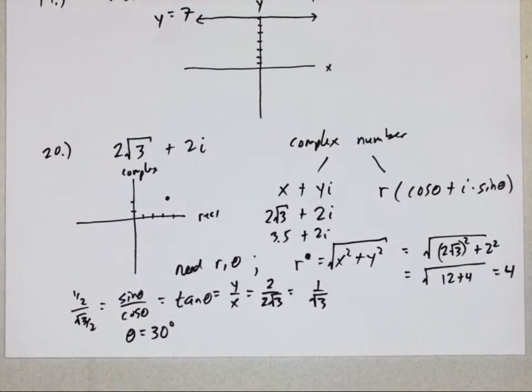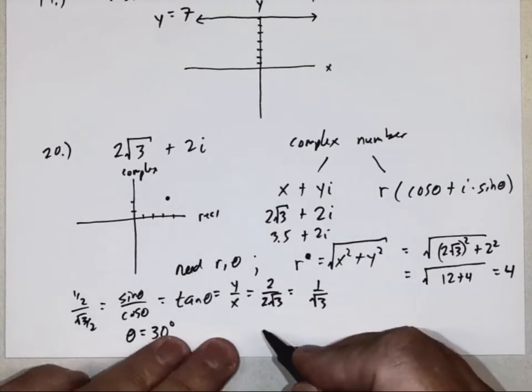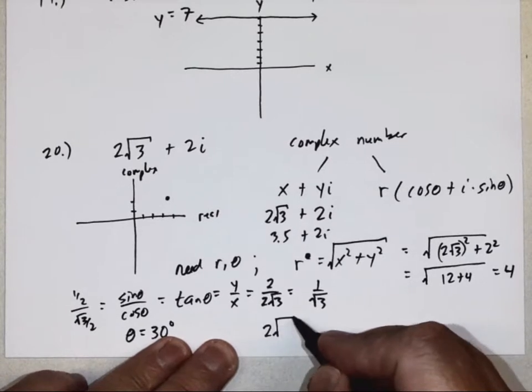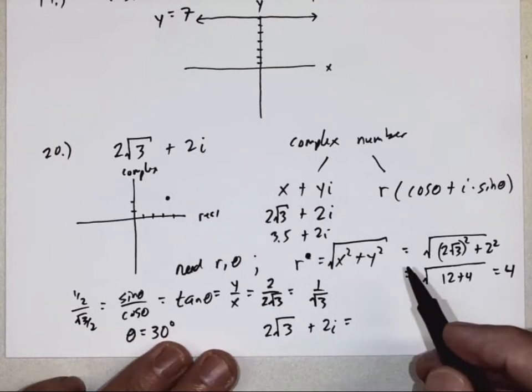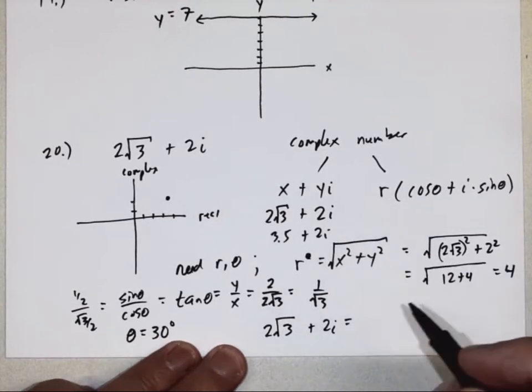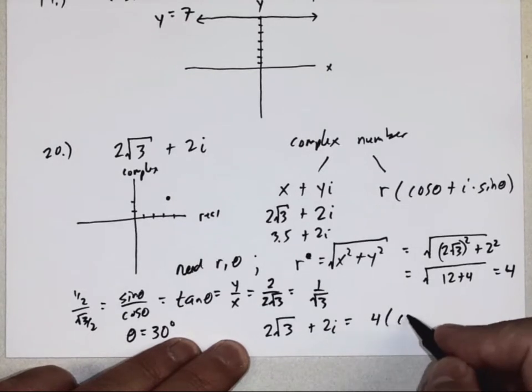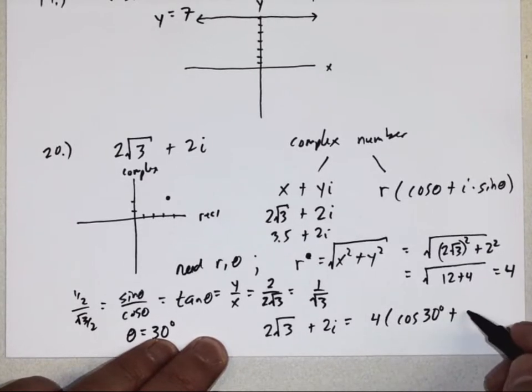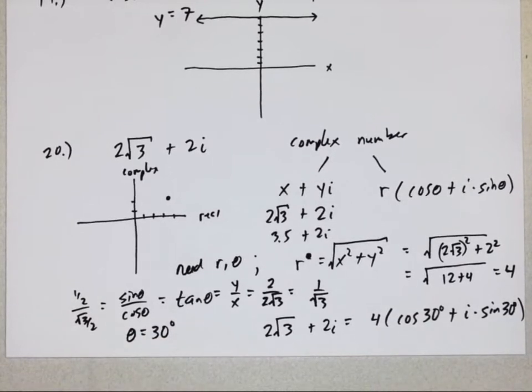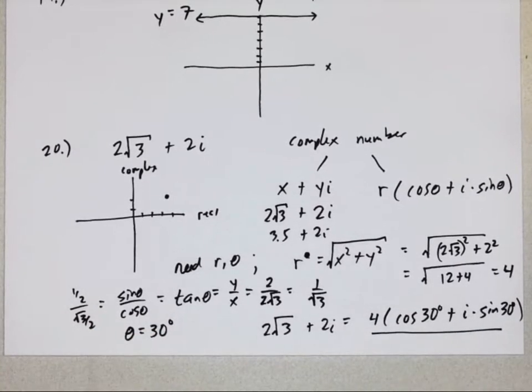Actually, if we do it in degrees, that happens at 30 degrees. So really, now that I got my theta, here is the rectangular complex number, but written in polar form, it's r, which is 4, times cosine of 30 degrees plus i sine 30 degrees. So there is the complex number written as a polar equation.